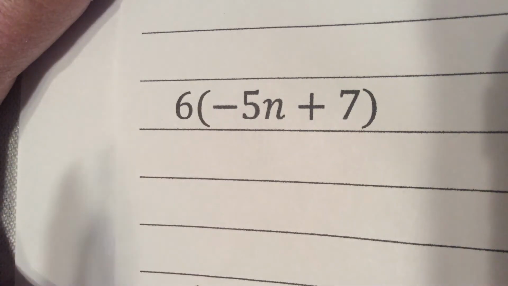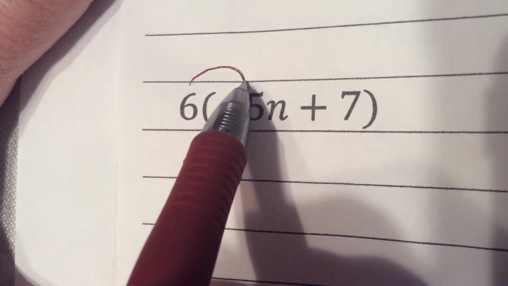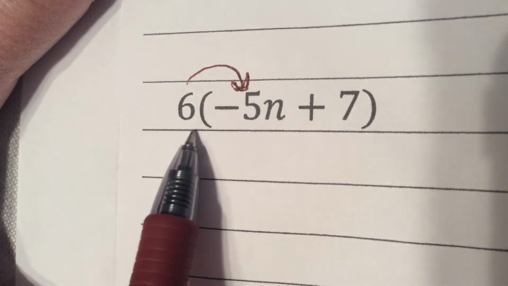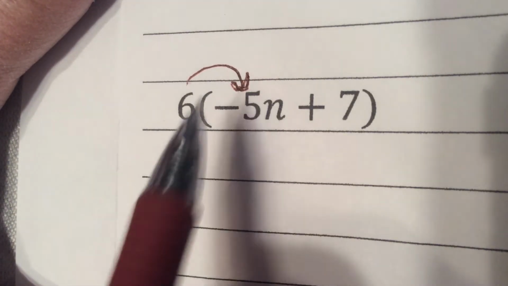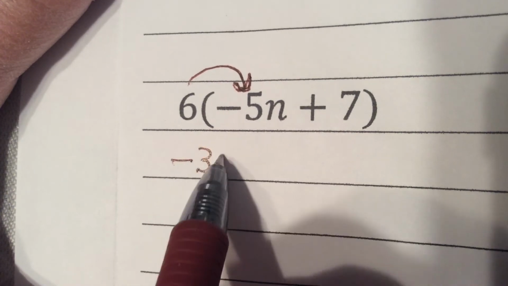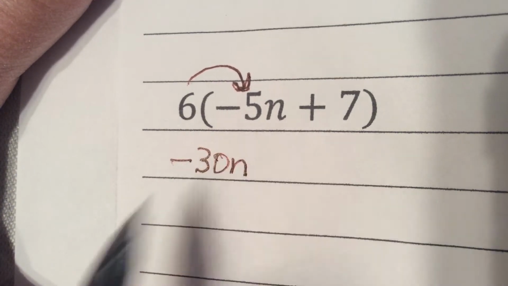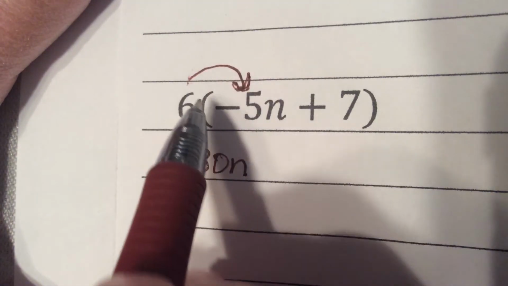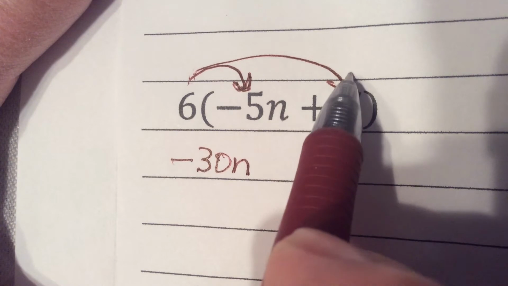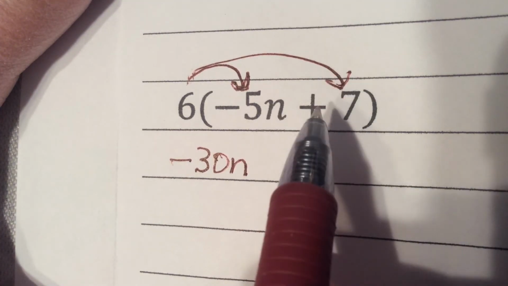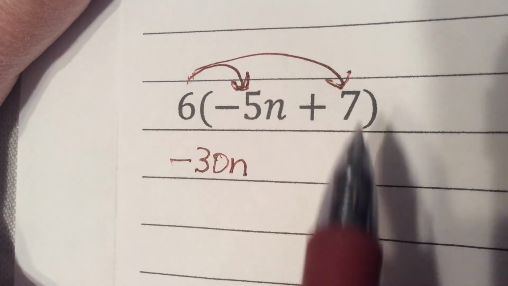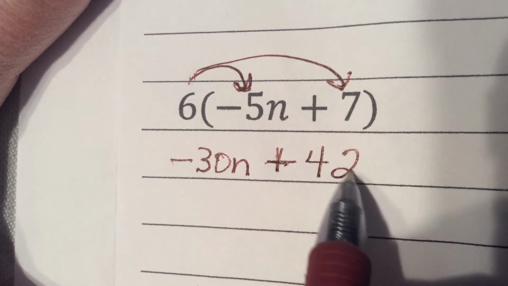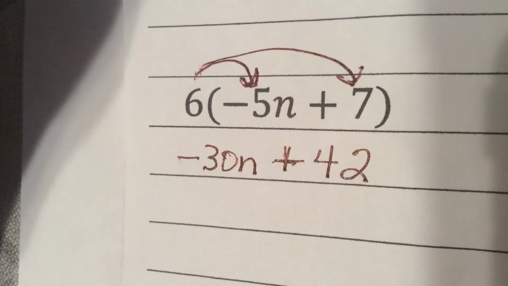We're going to take the 6, and we're going to multiply it by the -5n. 6 times -5 is a -30n. And then we're going to take that +6 and we're going to multiply it by the +7. +6 times +7 is a +42, and that is our complete answer.